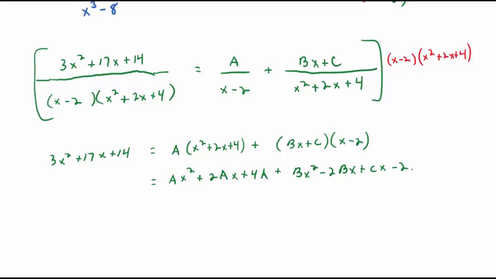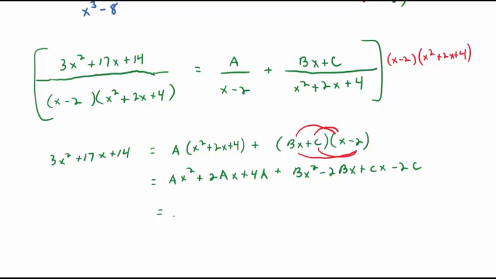Minus 2c. So that's the good old FOIL method, isn't it? First gives you bx squared. The outer gives you minus 2bx. The inner gives you plus cx. And the last gives you minus 2c. Not that you need to use the FOIL method. Whenever you're multiplying polynomials, you just multiply everything in the first polynomial times everything in the second polynomial. It's really just distribution.